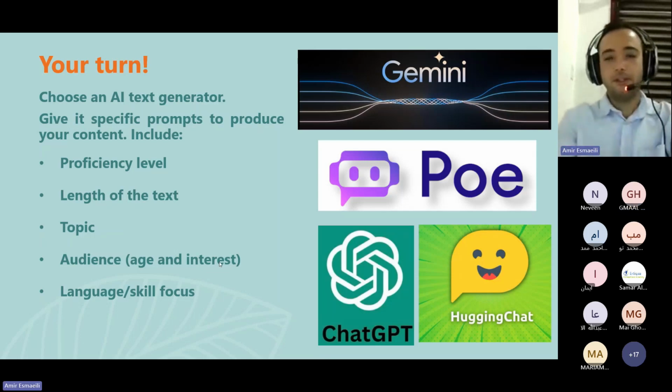Yeah, absolutely. I would like to hear from one more participant and then we move on. Has anybody else generated a text using any of these AI text generators with these 5 factors included in the prompt?